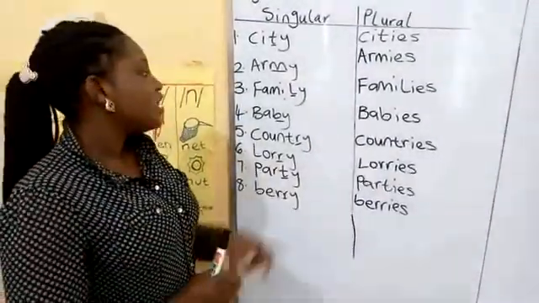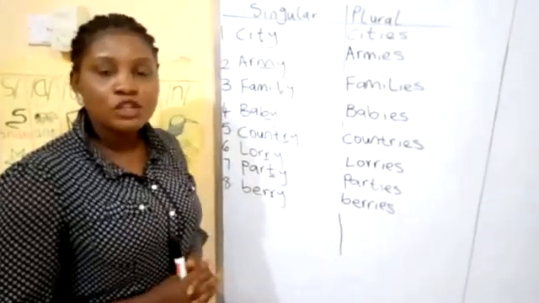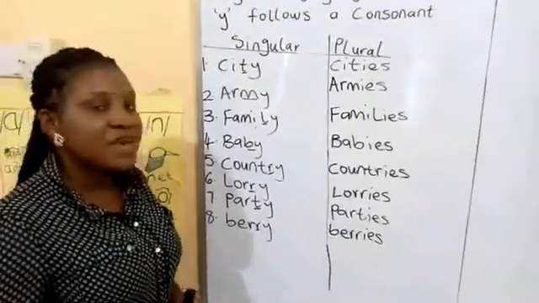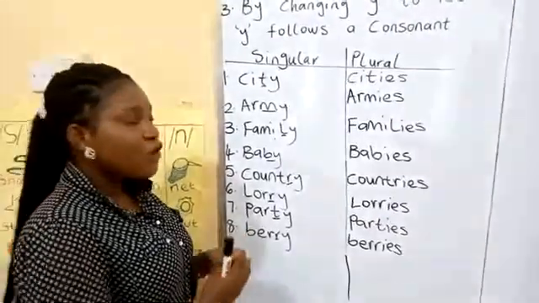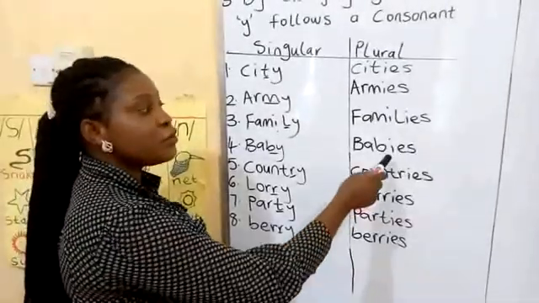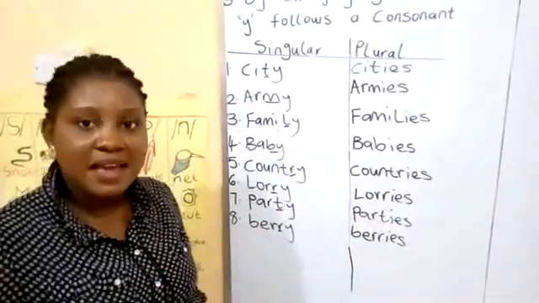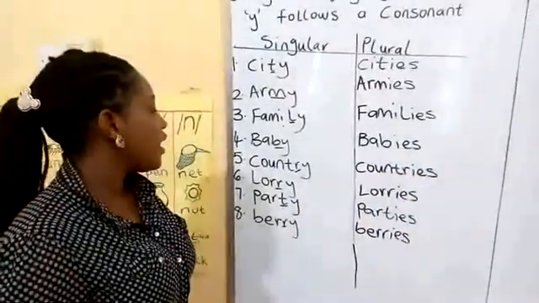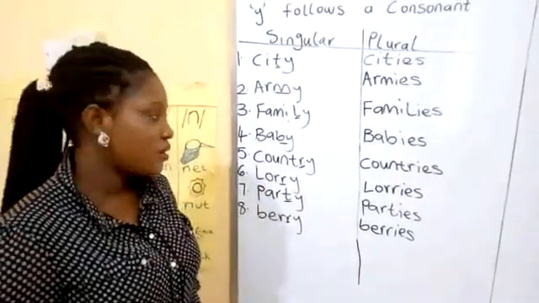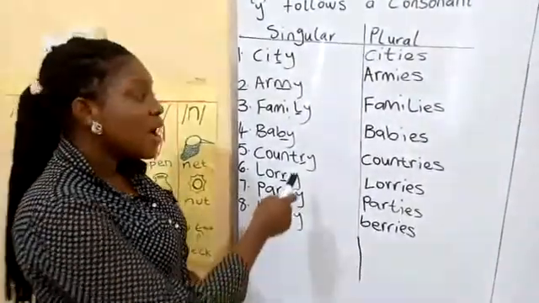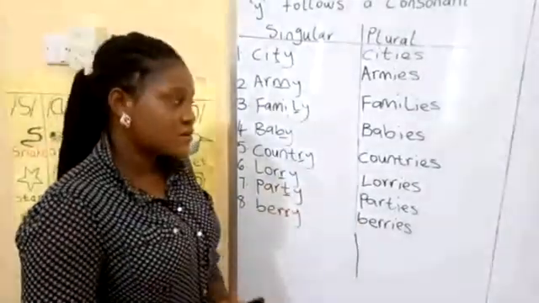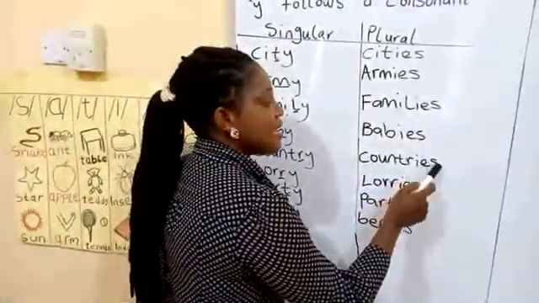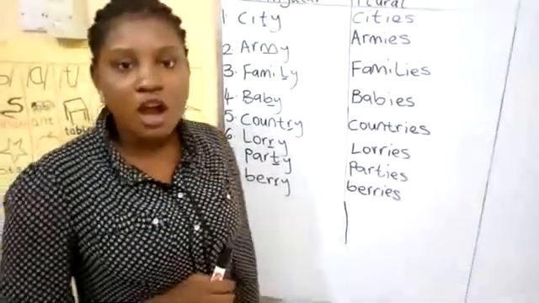Baby. The Y follows a consonant. Which consonant sound did the Y follow? That is letter B. B is a consonant sound and it comes before the Y. For that reason, when we are forming the plural, we replace the Y with IES. It's no longer baby, but babies. Okay, the next one is country. The Y comes after the consonant, which is R. So we change the Y to IES. It's no longer country, but countries.